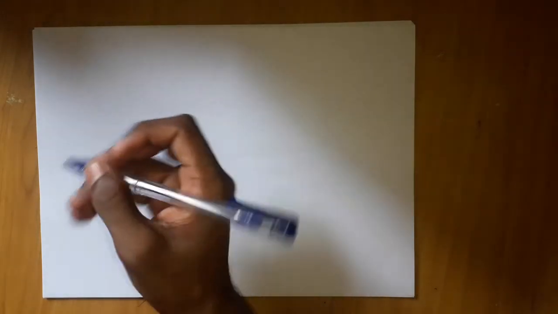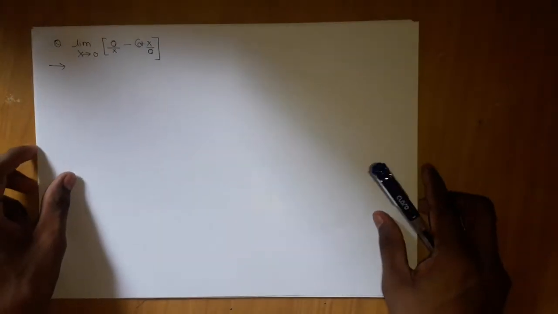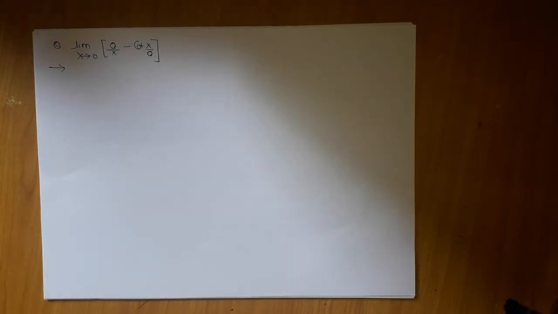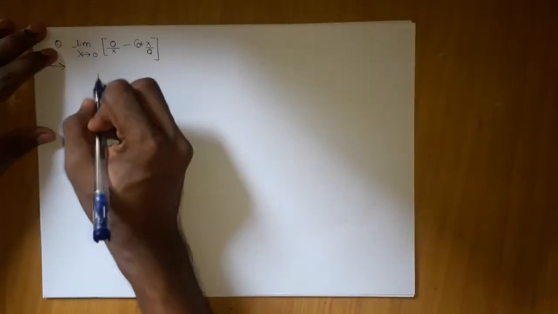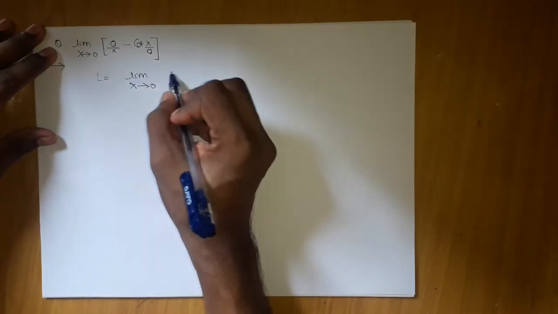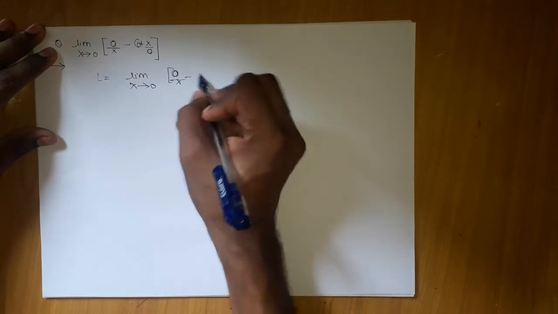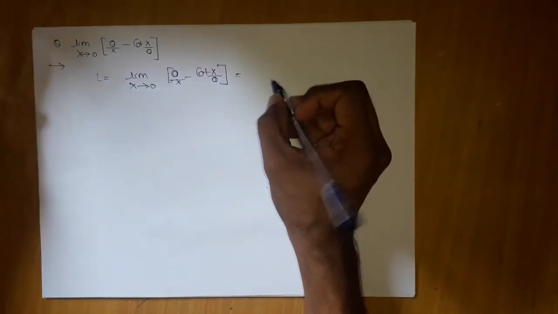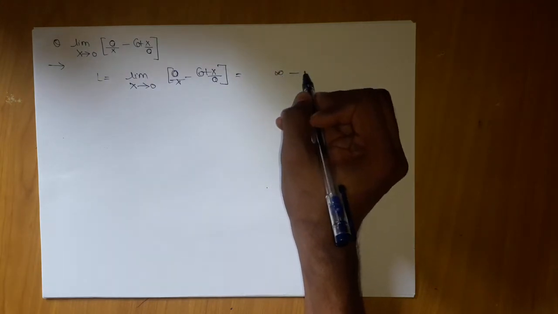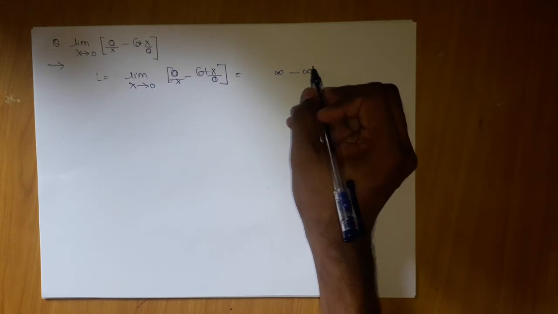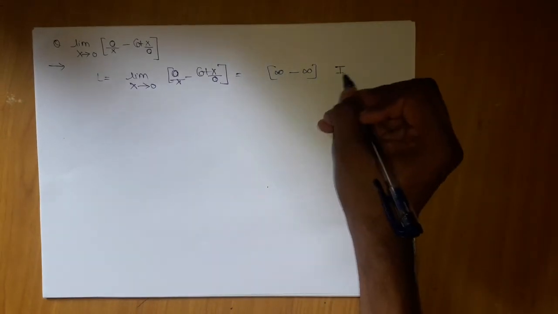So the question which we are going to encounter is this: limit x tends to 0 of a by x minus cot x by a. Now first step is what? Write L equals limit x tends to 0 of this same thing, a by x minus cot x by a, and let the teacher know what form it is. When you substitute 0 it will become infinity, and cot 0 is infinity, so this is nothing but infinity minus infinity indeterminate form.